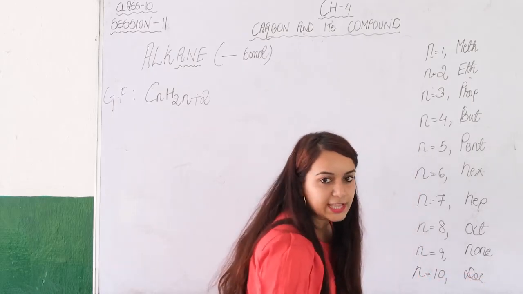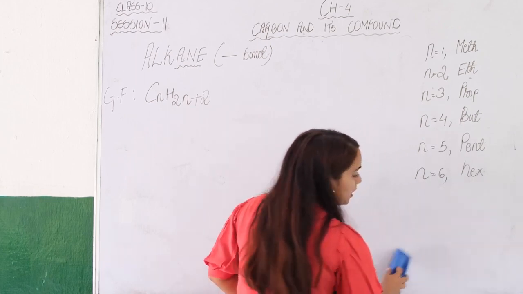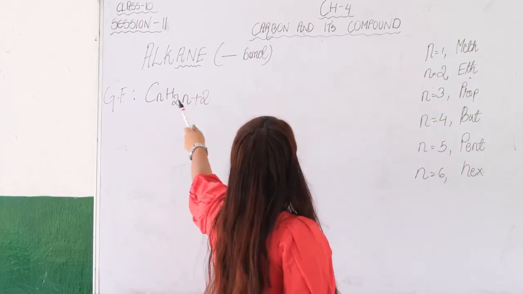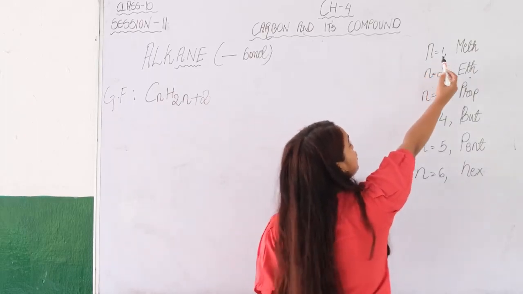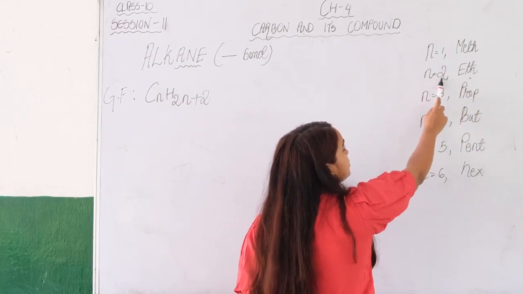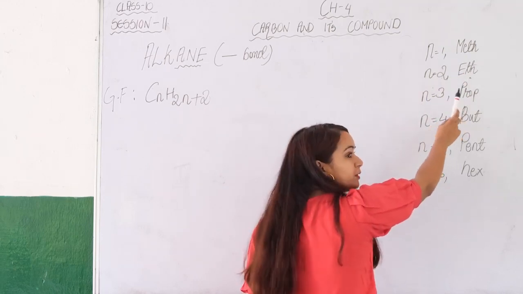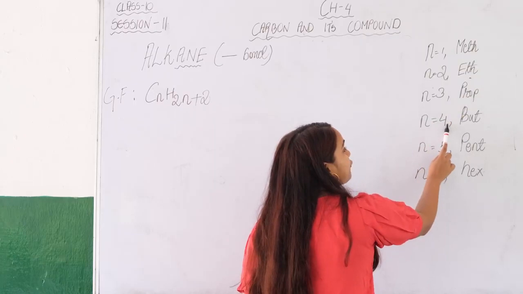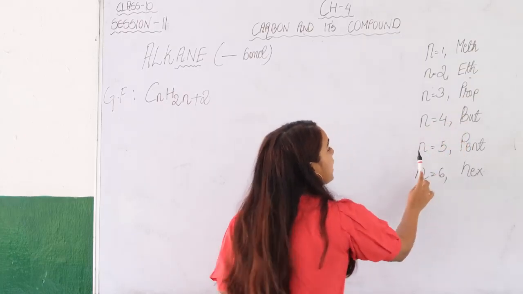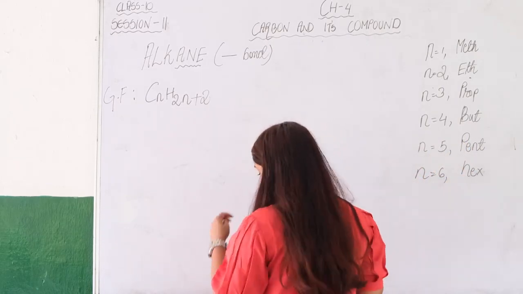But according to your textbook, we will be studying only the first six numbers. So remember this. If you remember this, you will easily be able to do the naming. If n is equal to 1, the prefix will be meth. n equal to 2 will be eth, 3 will be prop, 4 will be but, 5 will be pent, and 6 will be hex.